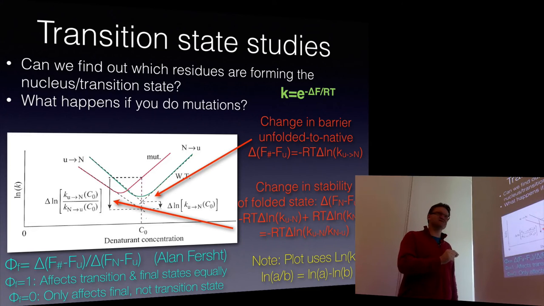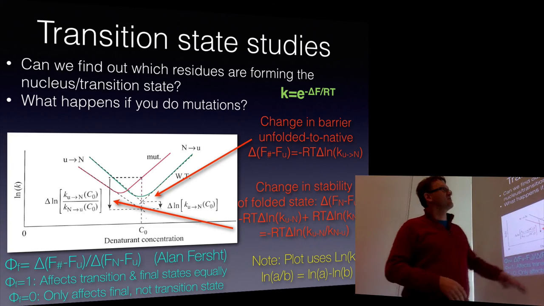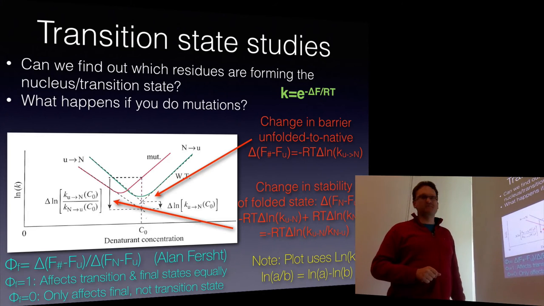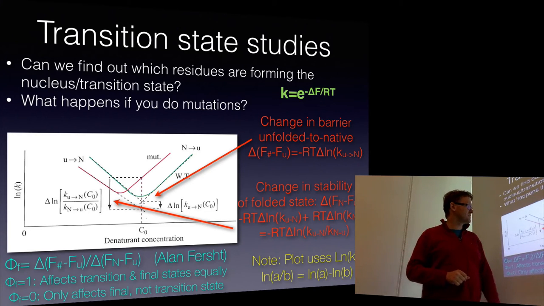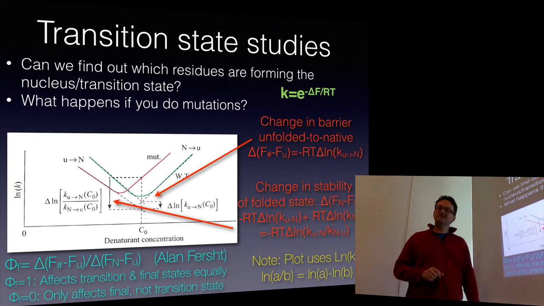You can't really measure the transition state. There is no way we can access the transition state directly. But by comparing the forward and the backwards barrier with these measures, I can actually come up with this number. Alan Fersht, who introduced this, he's probably had like 100 students who spend their entire PhDs doing curves like this.